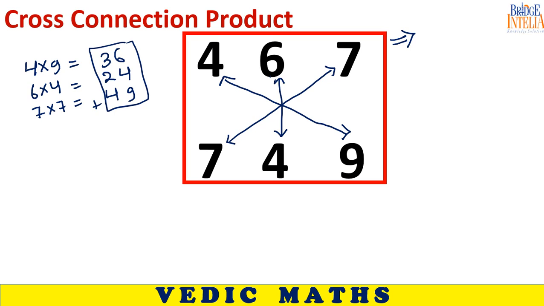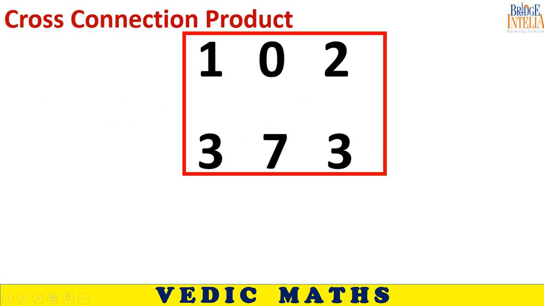36 plus 24 is equal to 60. 60 plus 49 is equal to 109. So cross connection product, this is the meaning, 109. So let's take cross connection product of these numbers. Connect them crosswise. So this number to this number, 3 is connected to 2 and 0 is connected to 7. After connecting, you have to multiply them.